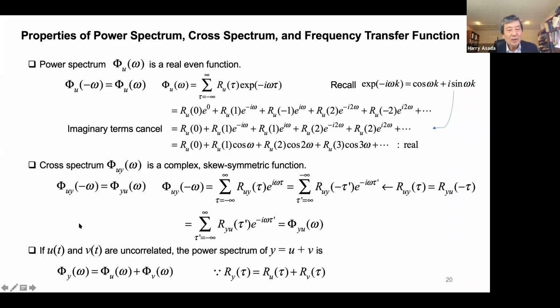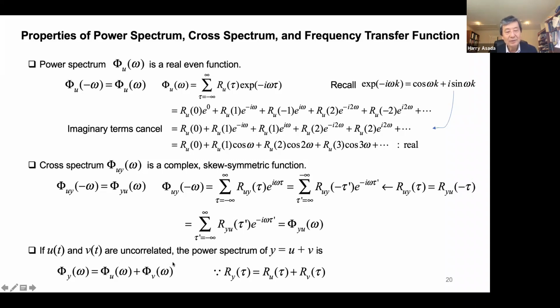Third, a property we often see: if UT and VT are uncorrelated, then the power spectrum of the summation of these two is basically the sum of the individual power spectra. The cross part disappears if these two are uncorrelated.